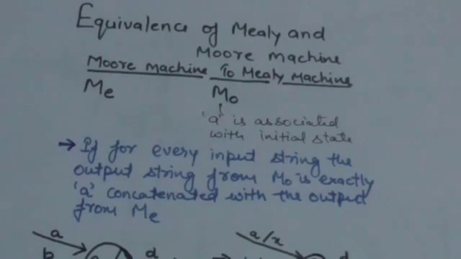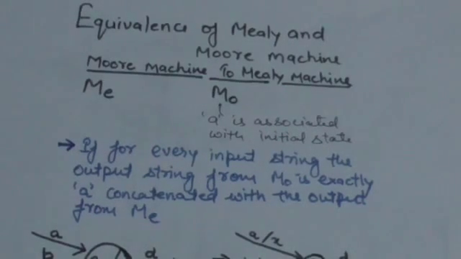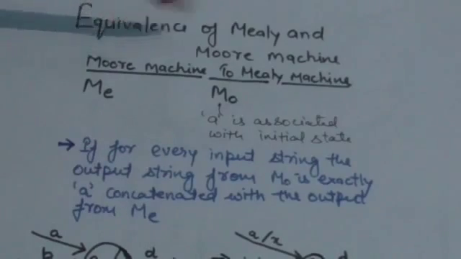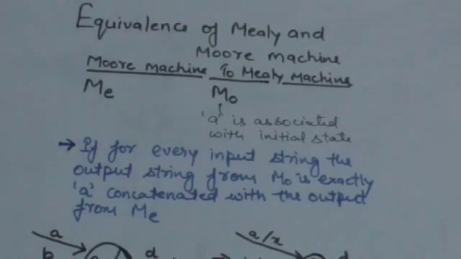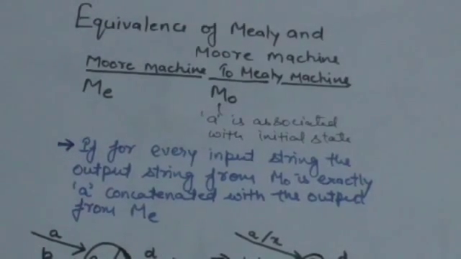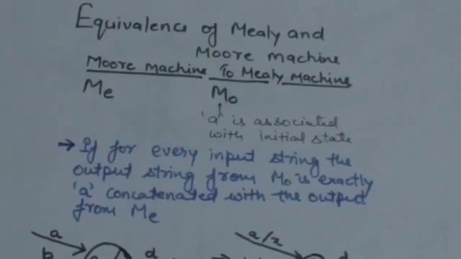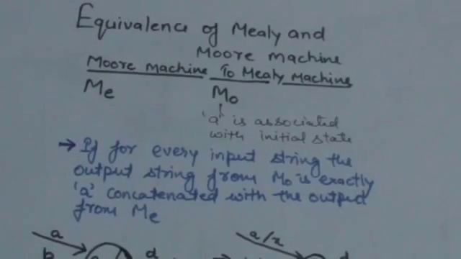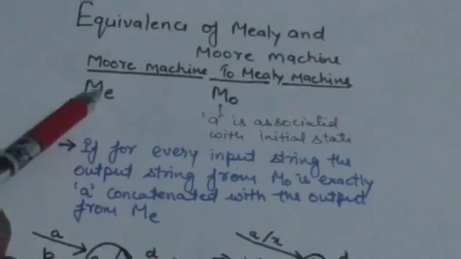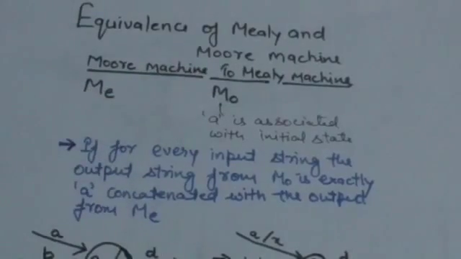Welcome back to tutorial. Our next topic is Moore machine to Mealy machine. It means we have to convert a Moore machine to a Mealy machine. Suppose a Moore machine is given to us and we have to construct a Mealy machine equivalent to that Moore machine. Now suppose there are two machines. This is a Mealy machine ME and this is a Moore machine MO.